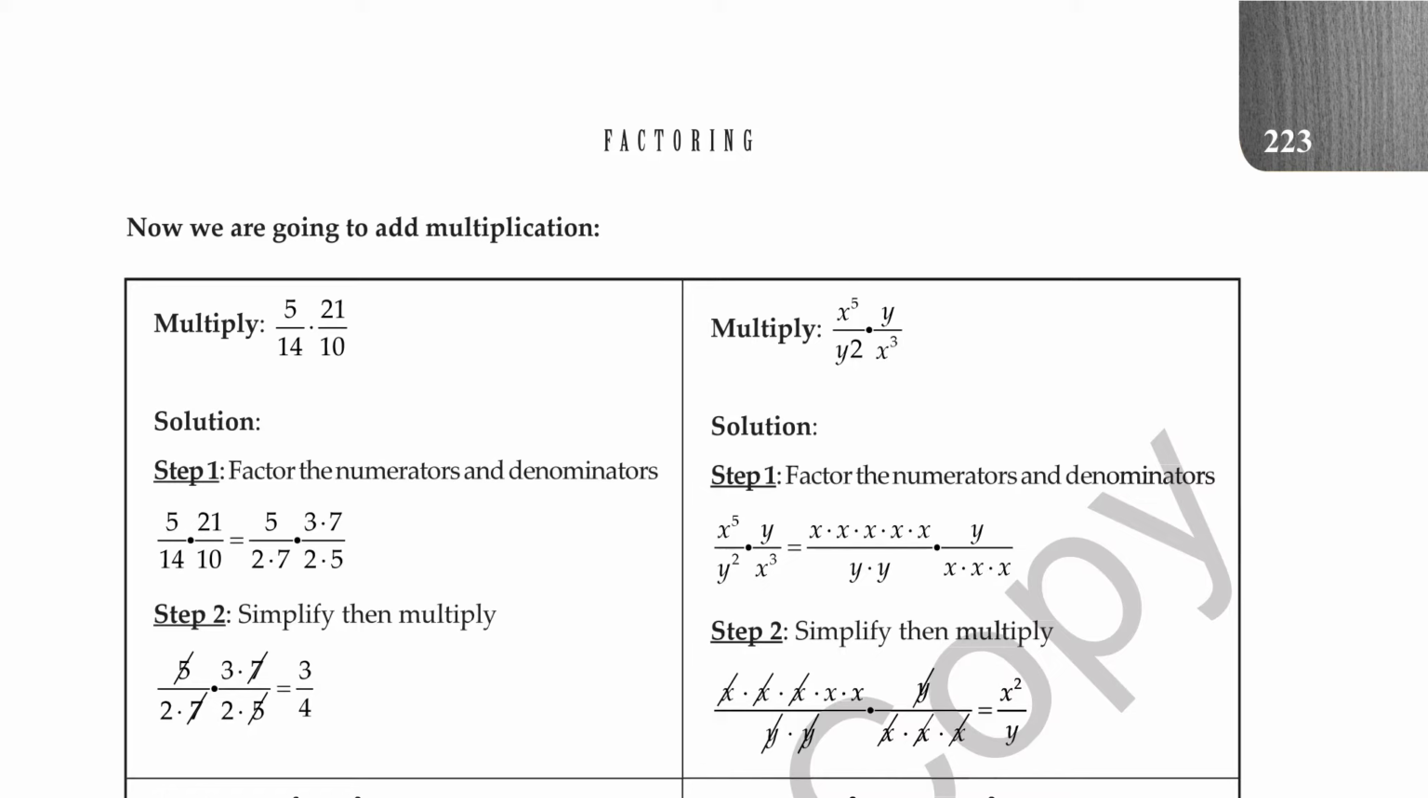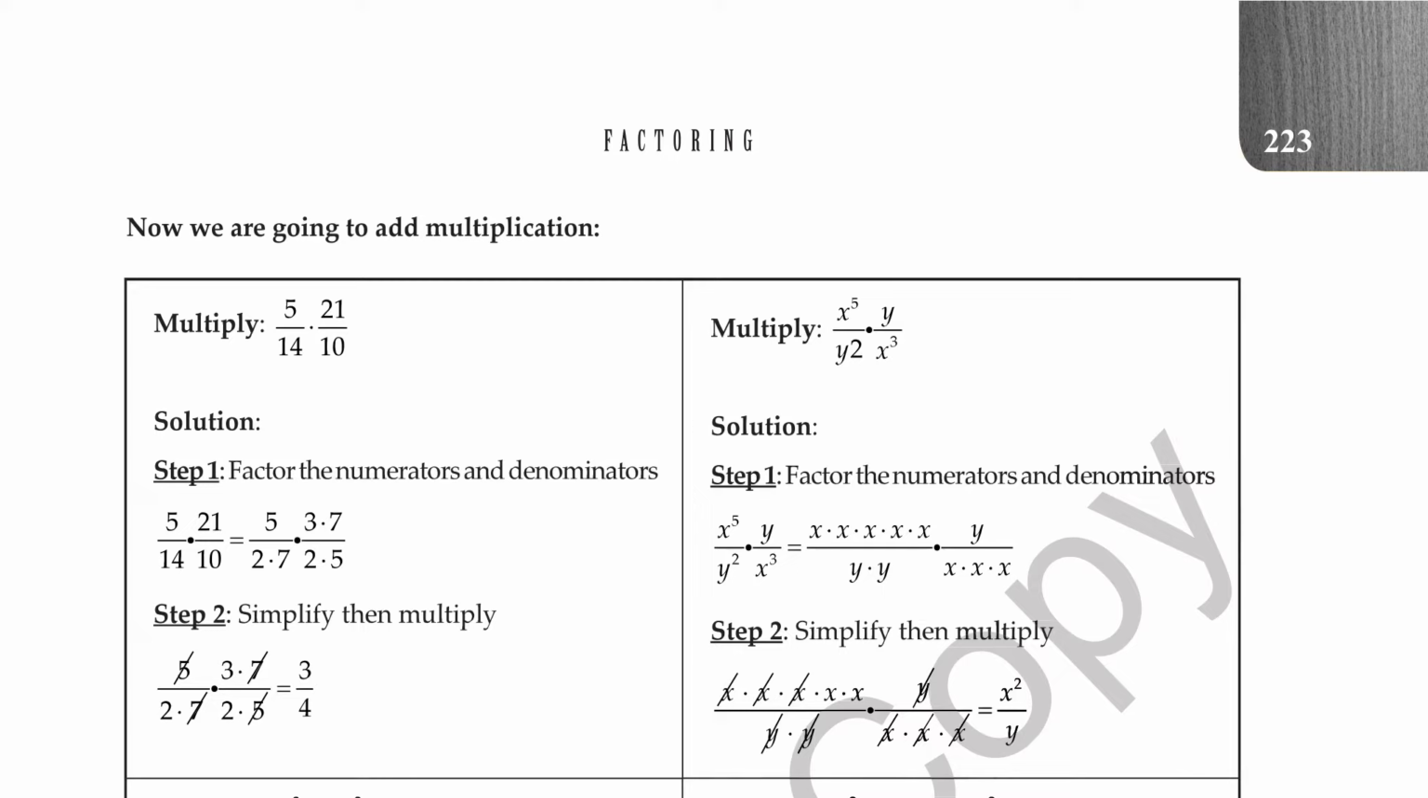All right, so this is the next page, and we're going to add on some multiplication. We're going to multiply two simple fractions, and we're going to use the factoring to help us multiply. If you remember the rules for multiplying, we could multiply 5 times 21 and make a new numerator, 14 times 10 and make a new denominator, but those are going to be pretty big numbers, and then we will have to reduce or simplify them. If we use factors, even for simple fractions, it makes the reducing easier and also the multiplication because it keeps our numbers smaller.